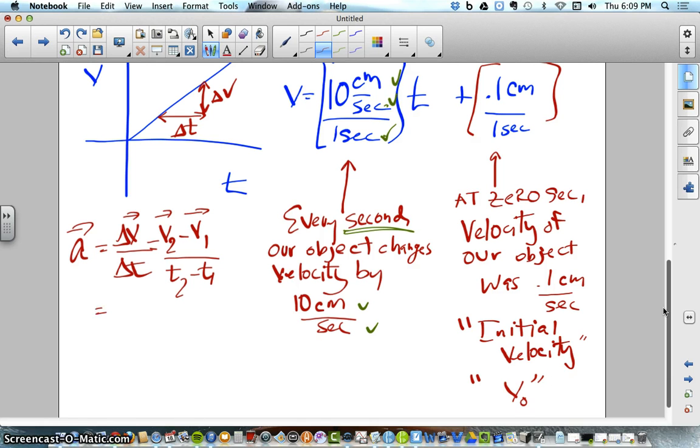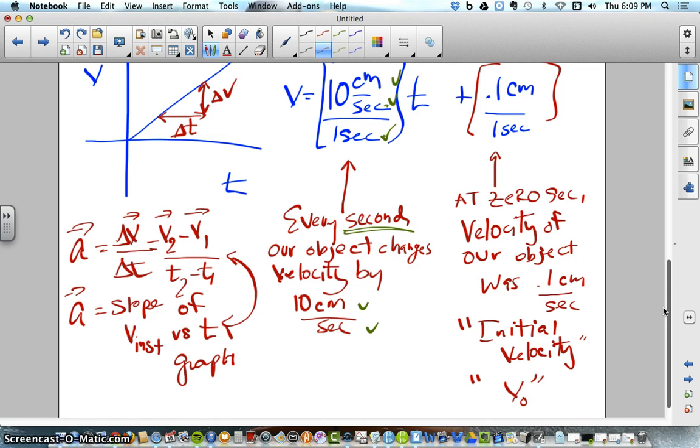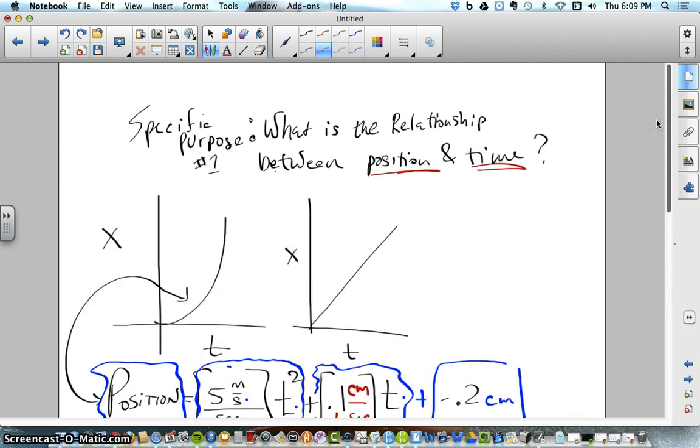So, another way of writing this is acceleration is found by finding the slope of our v instantaneous versus t graph. And you'll see that's the same thing as doing this. They are the same thing. And so in physics, we call this slope of our velocity time graph an acceleration. And you can see why this model we've built is basically constant acceleration.